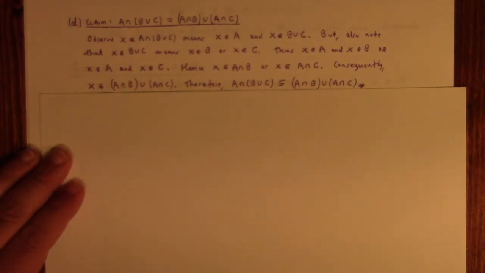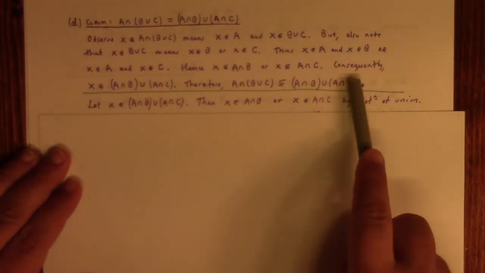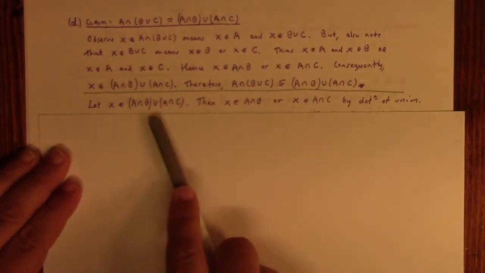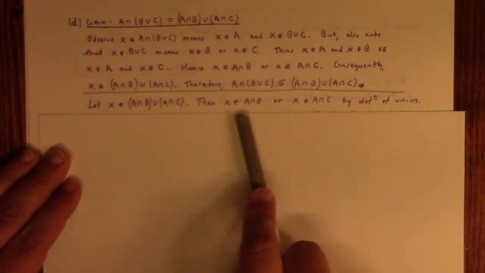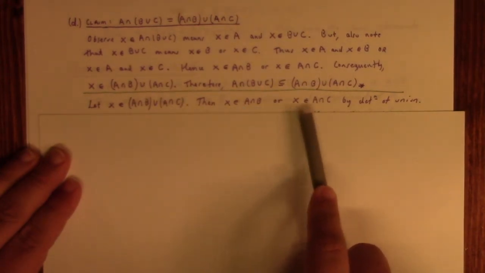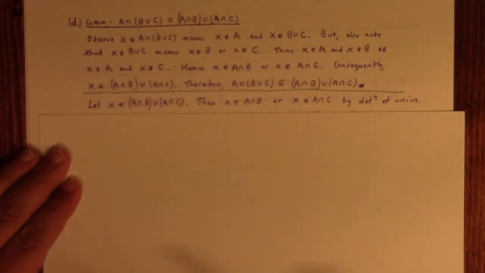I'll call that star. Now I argue the other direction. I pick X in this set, and I unravel what that means for us. If X is in this set, that means that X is an element of the intersection of A and B, or X is an element of the intersection of A and C, by definition of union.